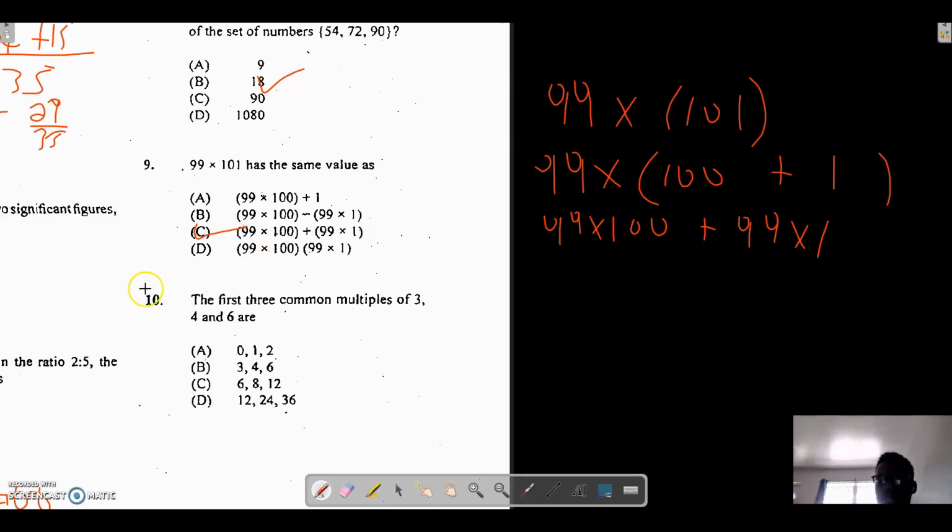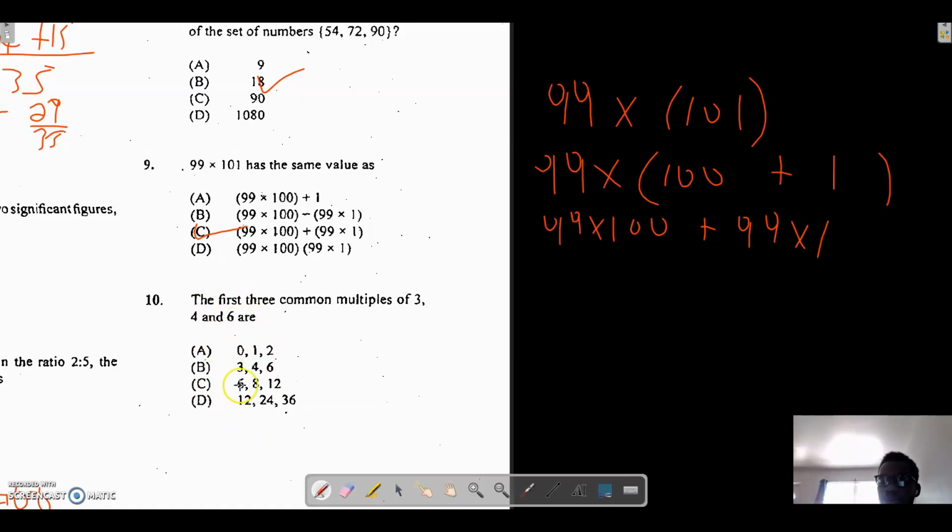Now, question 10. The first three common multiples of 3, 4, and 6 are. Alright, multiples are numbers that these can go into without leaving a remainder. So let's see. Well, 0, 1, 2 is totally out of it. 3, 4, 6 is out of it, because we know that 6 wouldn't go into 3 without leaving a remainder. Alright, so those are out.